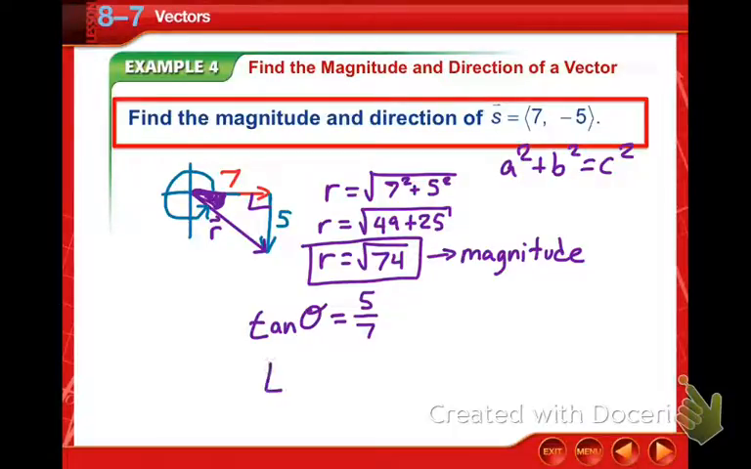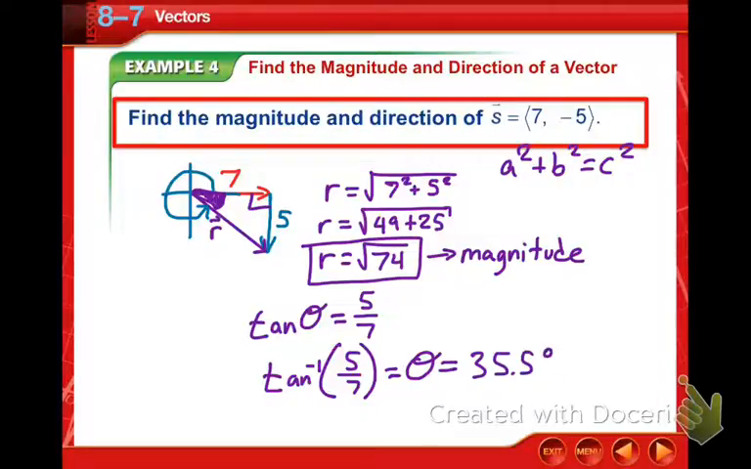So that means we have to do inverse tangent of 5/7. That's going to be our theta, or our direction, which is 35.5 degrees. Now, at this point, we can describe it however we want to. If we leave it as this, we need to describe it as south of east, right? Technically, you could shorten this up, you can do S of E. I'm good with that too.